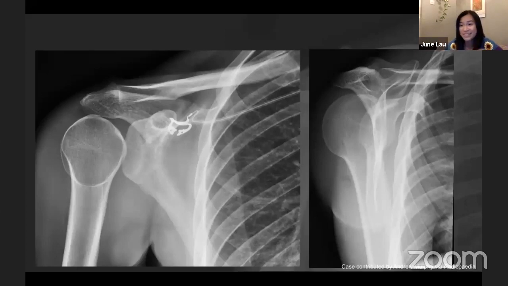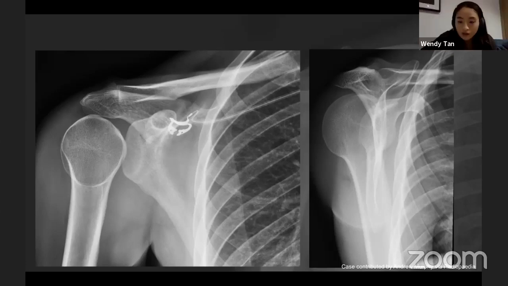Now what about this one? Posterior dislocation. Someone said light bulb sign. Yeah, exactly. So this is another example of dislocations.